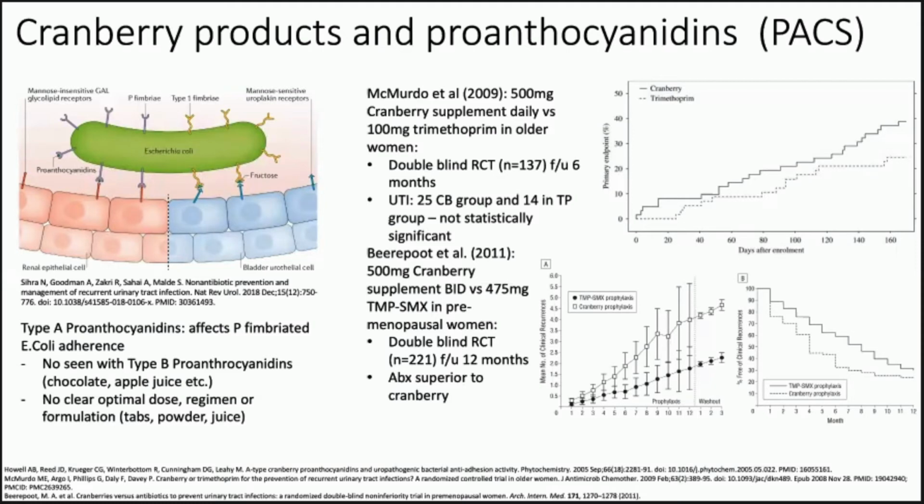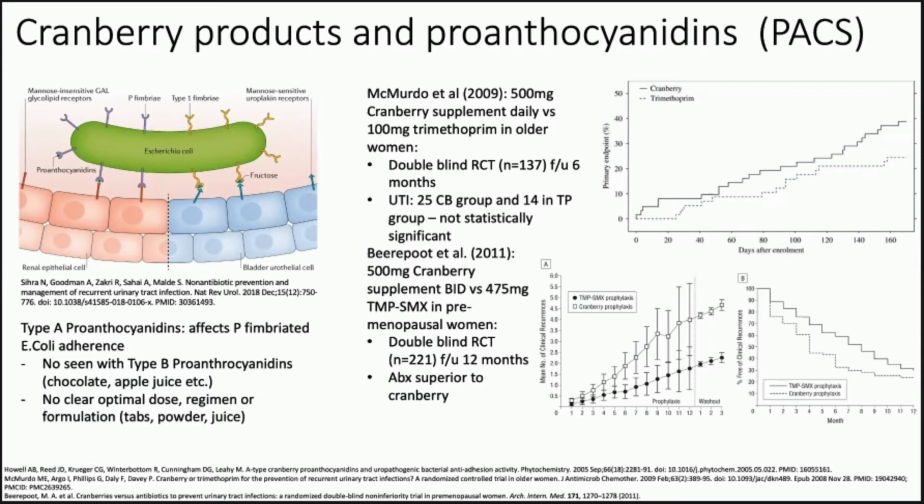PACs are also thought to directly bind to the P fimbriae present on the bacterial wall, thus preventing its binding to the glycolipid receptors on the cell surface. I also want to highlight here that not all PACs were created equal, and it's really the type A PACs that are found in cranberry products that will affect E. coli adherence, as opposed to the type B PACs that are found in other commonly consumed products like chocolate or apple juice.